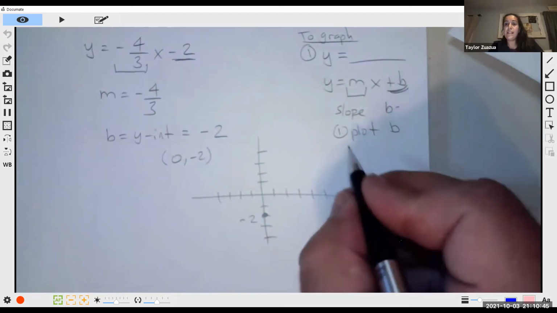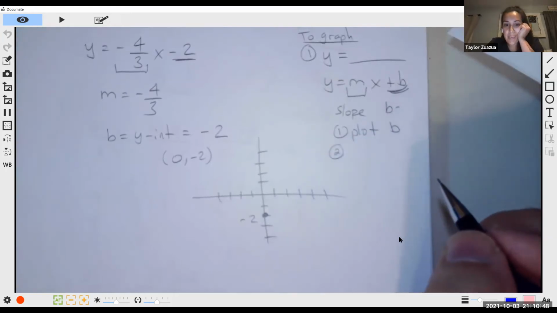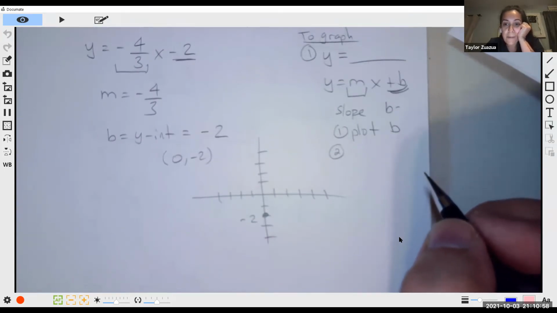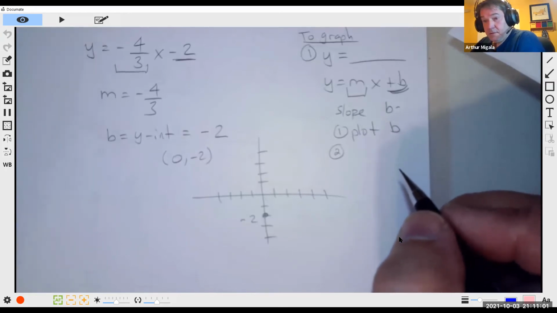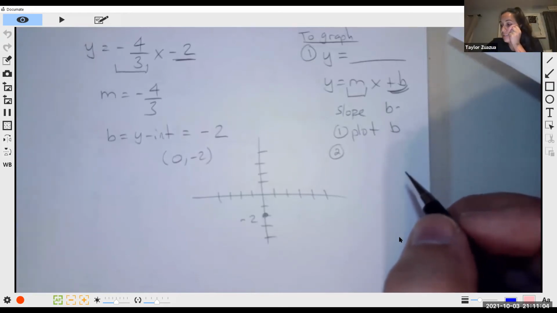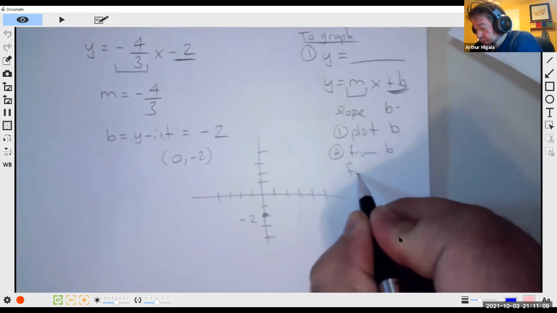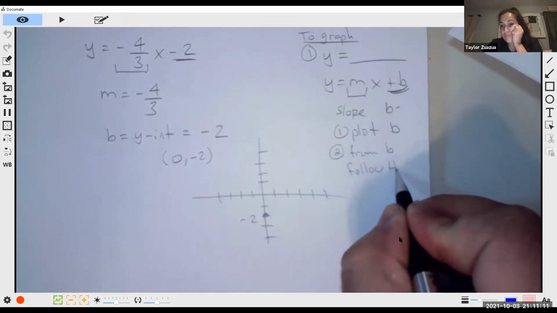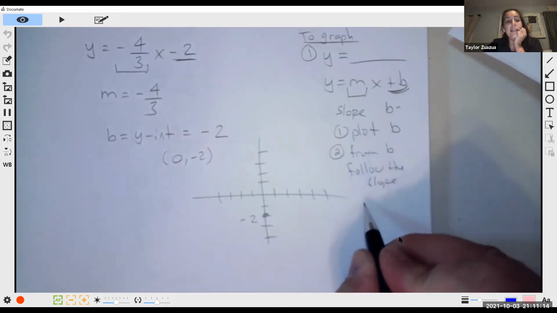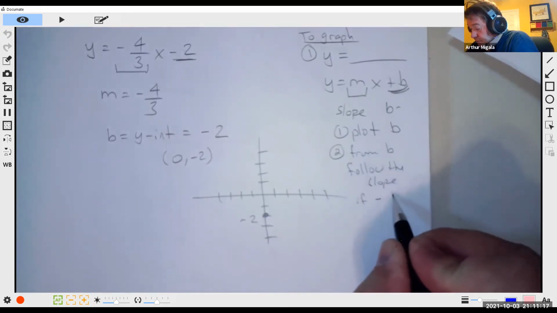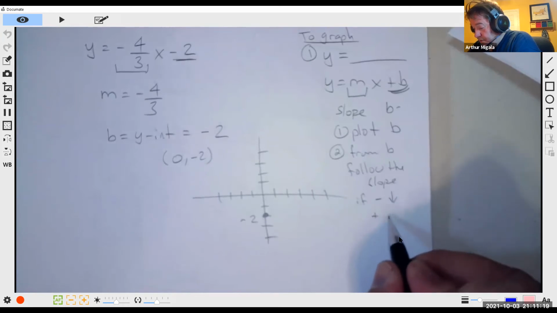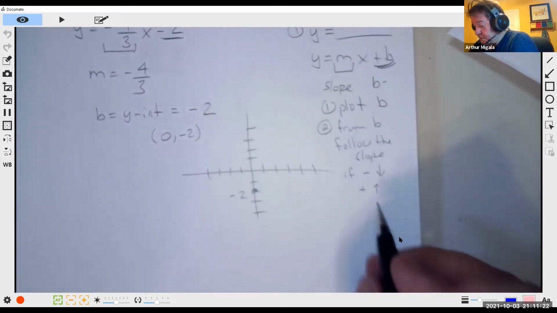I thought I was doing almost the same thing. Wouldn't you start your point at -7 for mine, because it's at -7? Right, because yours is at 0, -2. And then wouldn't you do the slope, would it go up or down? From B, follow the slope. If negative, go down. If positive, go up. The top number.